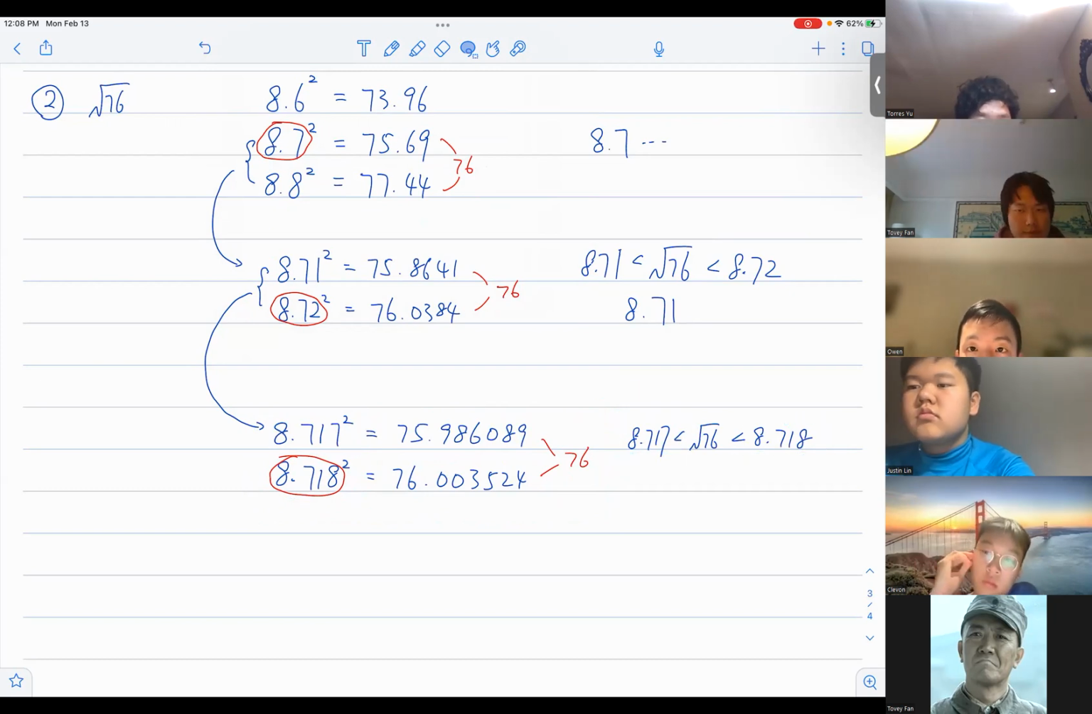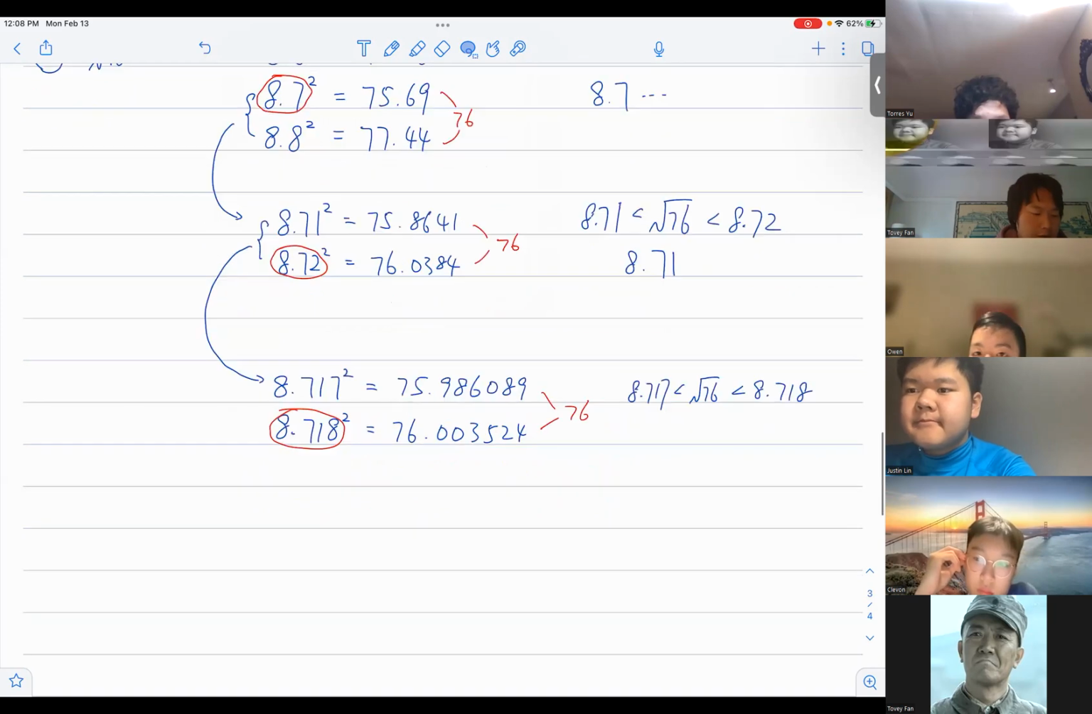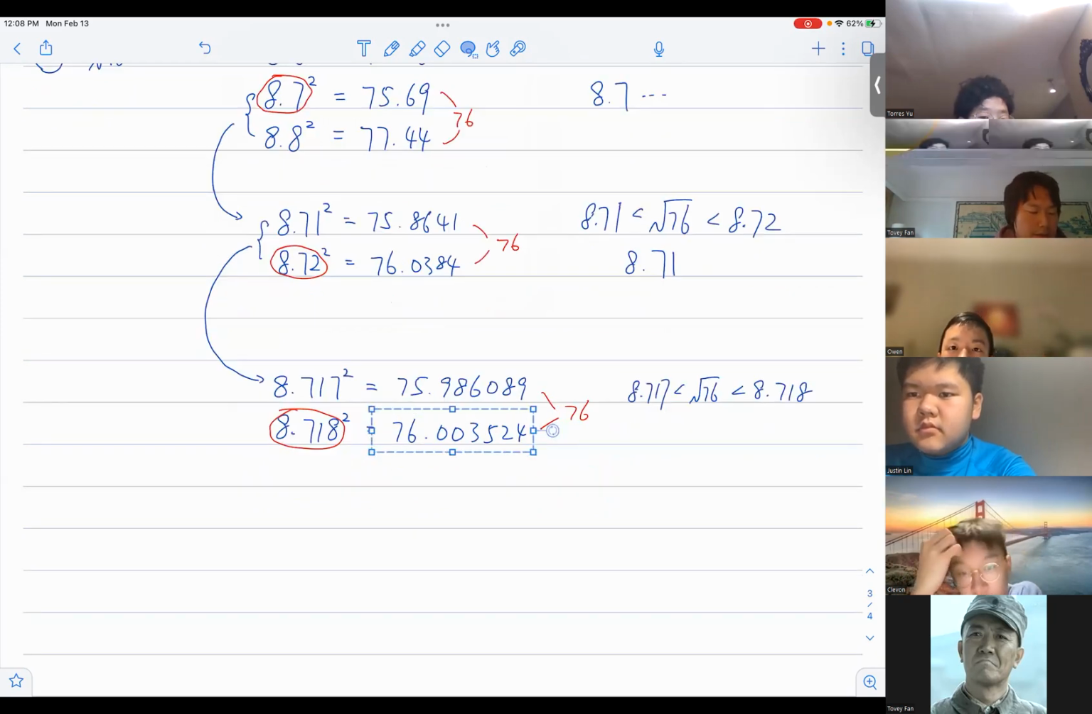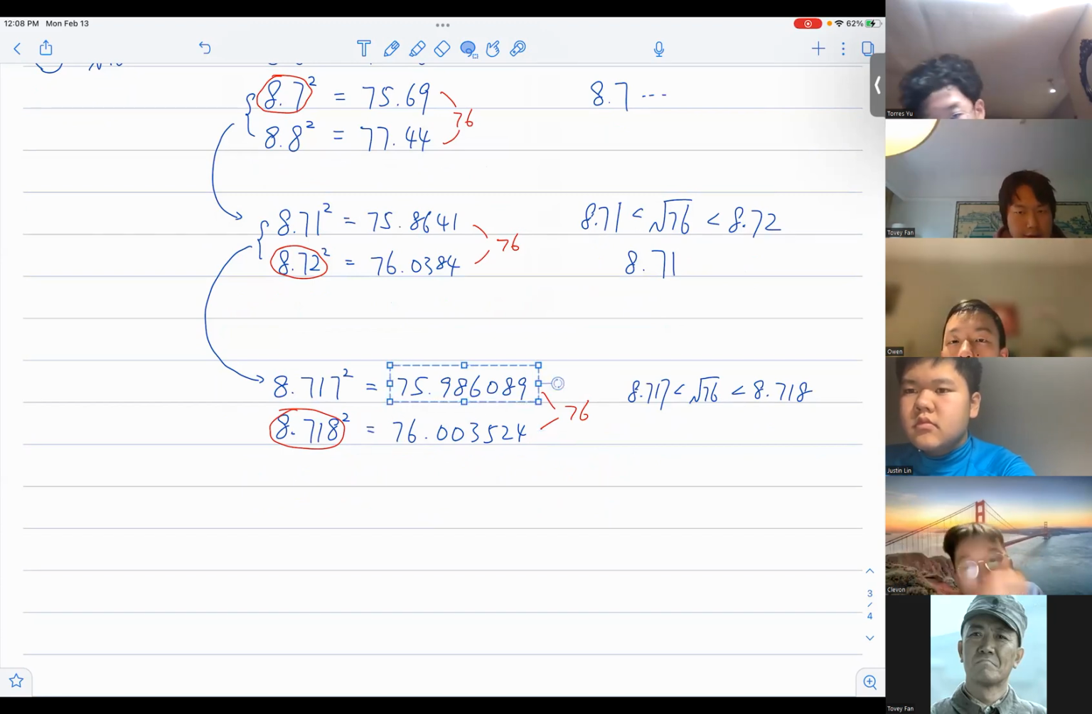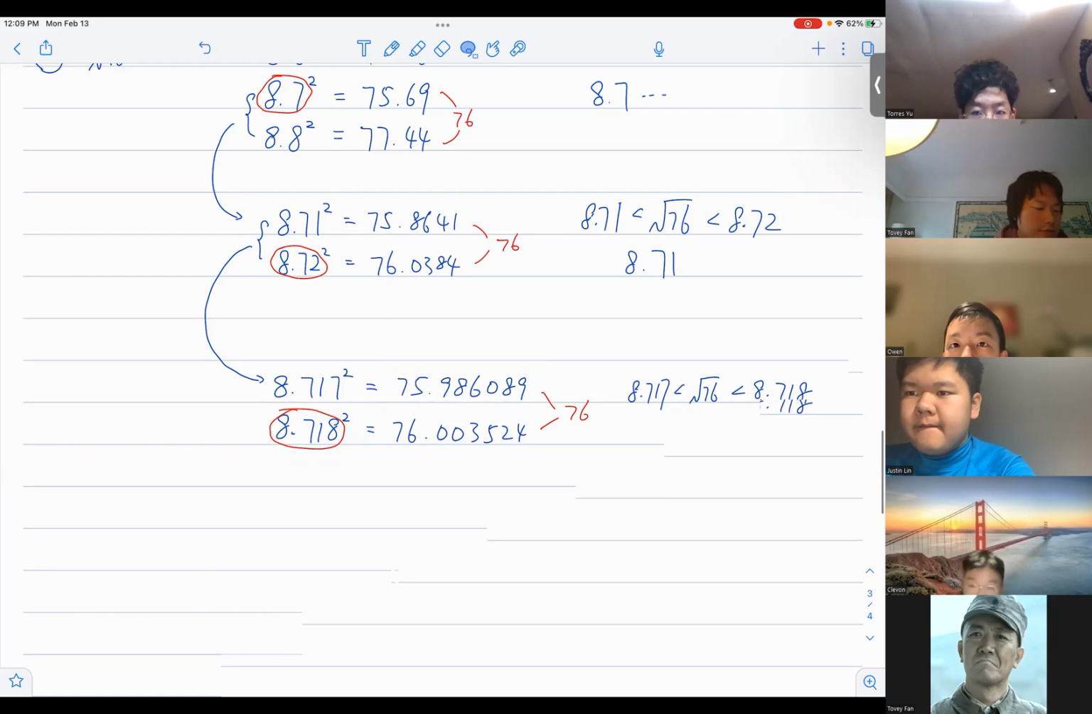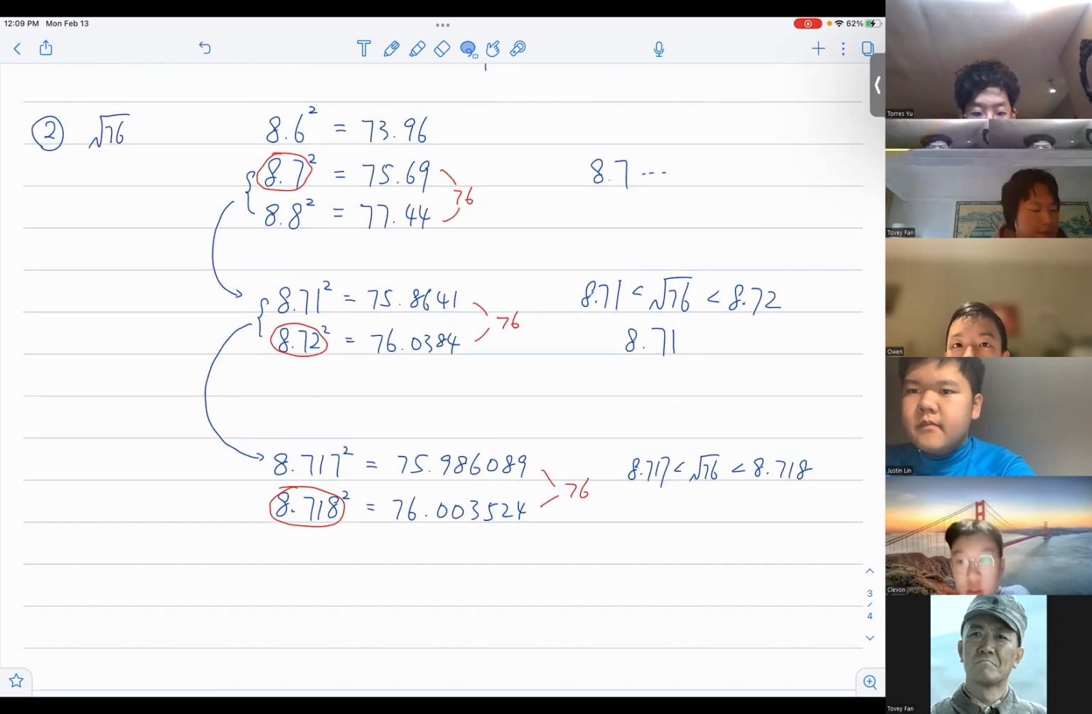And which is the answer here? We choose the one closer to 76. This one is closer to 76 compared to the other. That makes sense, right? So this would be the answer if you want to estimate with 3 decimal places. Yeah, just do this repetitively. You can get to any decimal places you want.